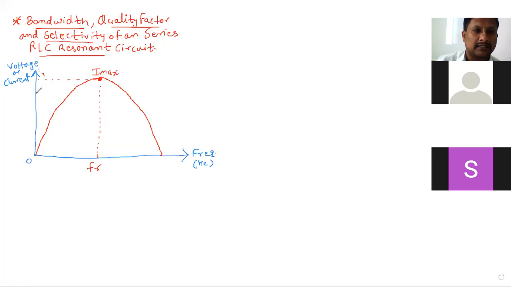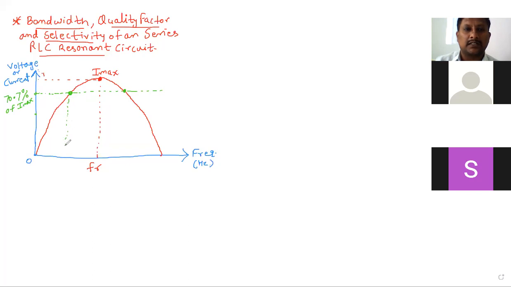So somewhere I will mark 70.7% here, because 50% is supposed to be here. So 70.7% somewhere I will mark here. Okay, so this is the 70.7% of I max. So these are the values. 70.7% of I max we can get at two different frequencies.